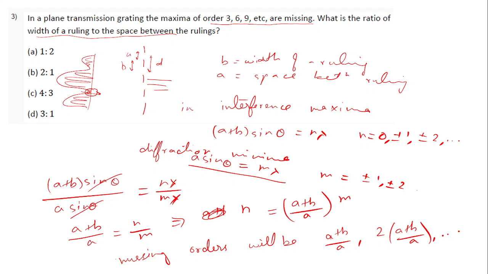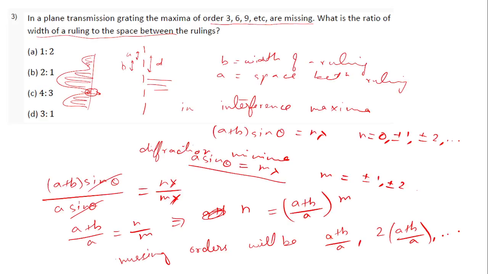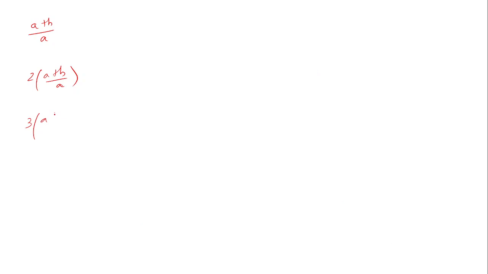Now further, since it's given that the orders that are missing are 3, 6, 9 and so on, we'll equate them here. We also saw the missing orders are these. It's given in the question that the missing orders are the 3rd order, 6th order, 9th order, etc. From this we can calculate: we'll get a plus b is equal to 3a. It implies that b is 2a.